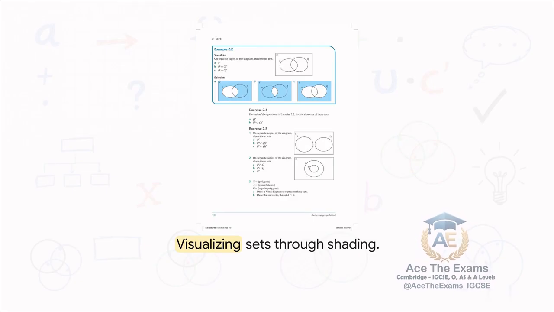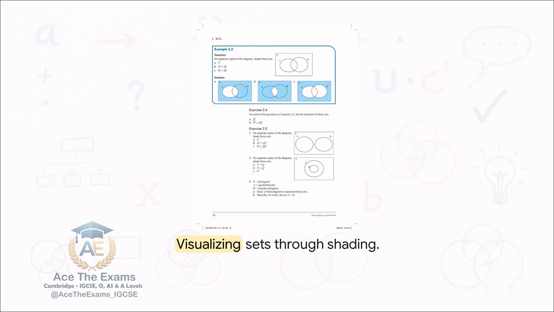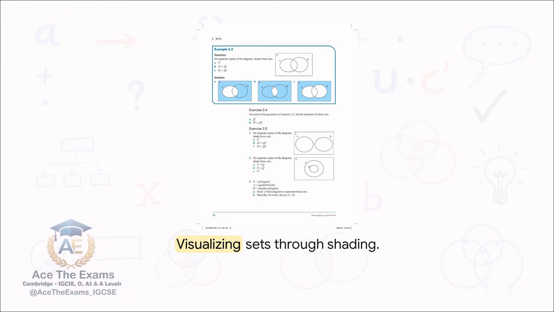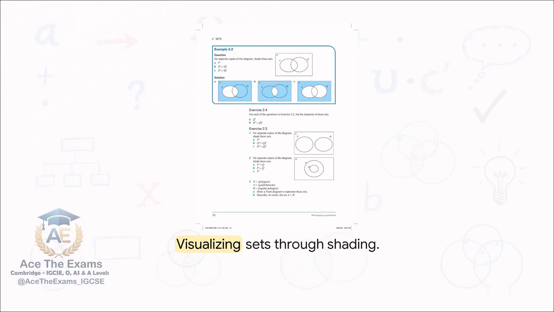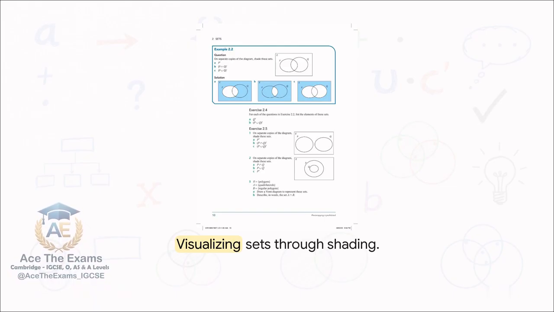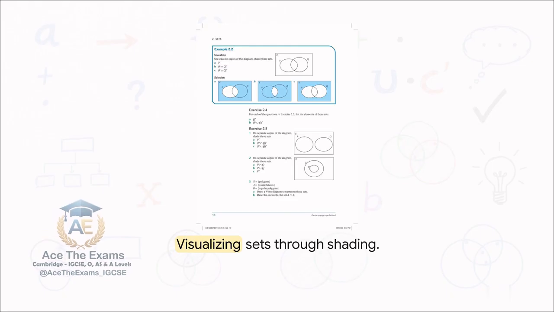Take a look at this concept, shading the complement of P intersected with Q. This forces you to visualize what is strictly outside the P circle, but simultaneously inside the Q circle. If you break it down piece by piece, finding not P first, then seeing where it overlaps with Q, it turns a really complex instruction into a simple coloring exercise.